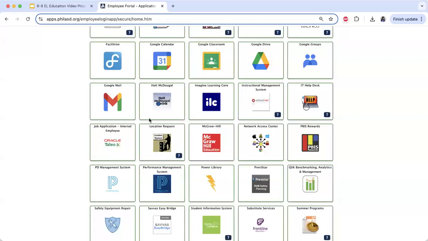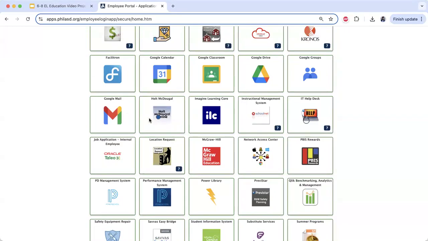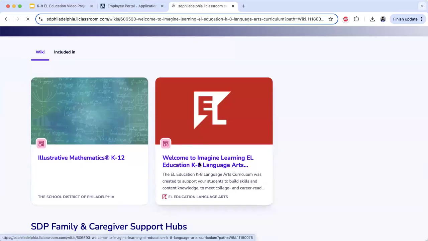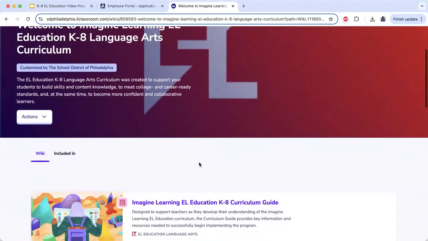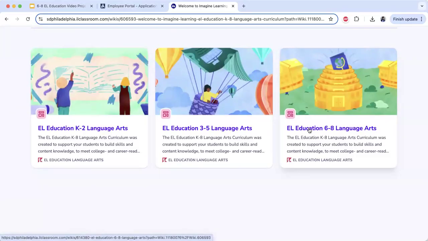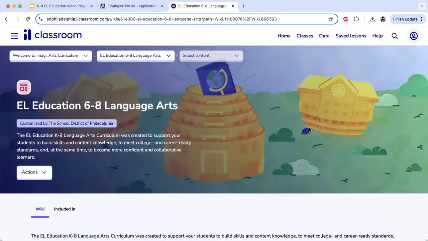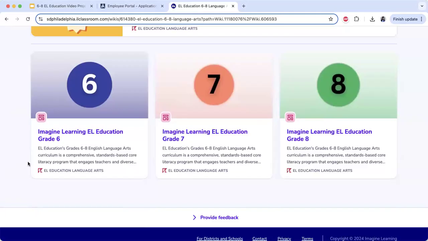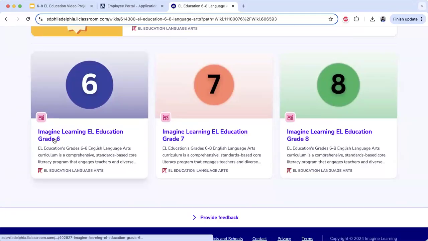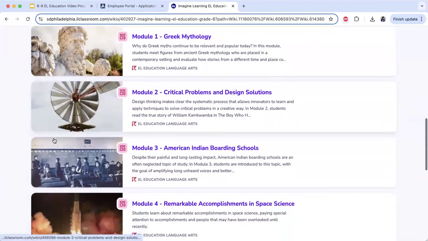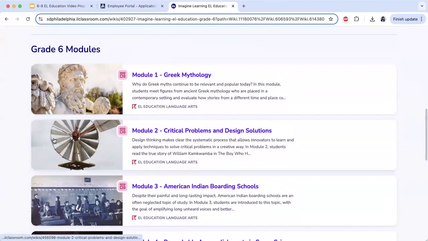I'm going to start here at my Hollywood Squares. I'm going to click the ILC button, go to the ELA site. I'm going to scroll down and take a look at the 6-8 grade band, and we will look at 6th grade for the purposes of this navigation because I love 6th grade. So I'm going to click 6th. And when you scroll down, you'll see all 4 modules that will be covered for the year.